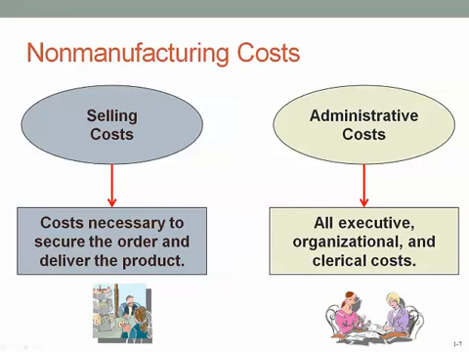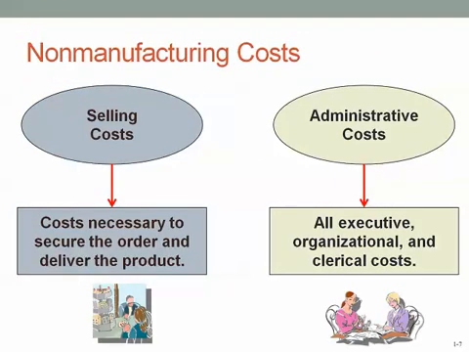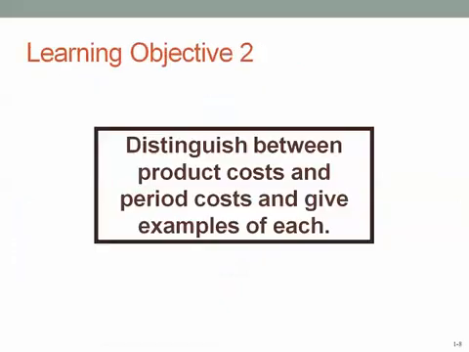So again, we've got two types of costs. We've got product cost, which consists of direct material, direct labor, and manufacturing overhead. Any cost we incur to manufacture or make our product. And non-manufacturing costs, also referred to as period costs, and they include selling and administrative costs.